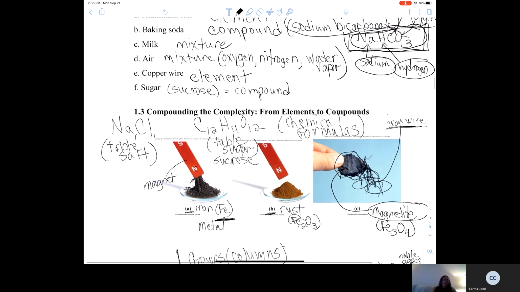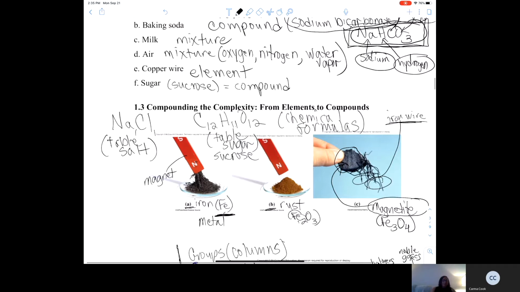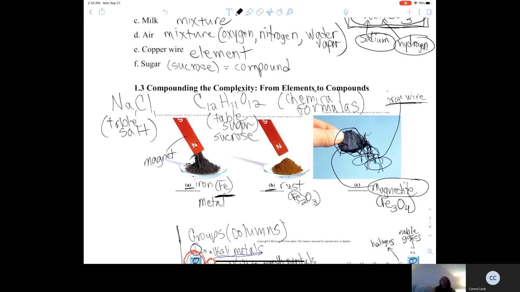Air is a mixture of oxygen, nitrogen, and water vapor mostly, as well as argon. Copper wire is an element because it's just copper. And sugar could be many different types of sugar like glucose or sucrose, but they're all compounds.